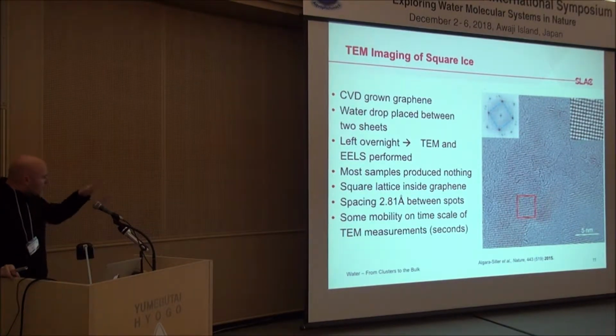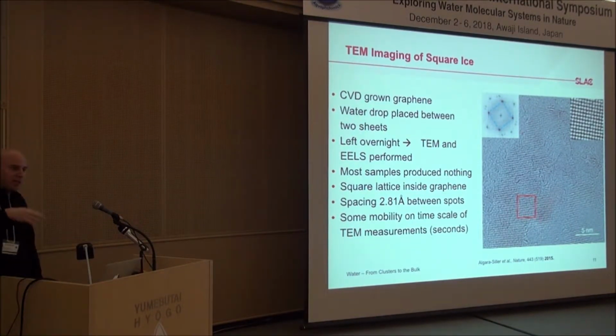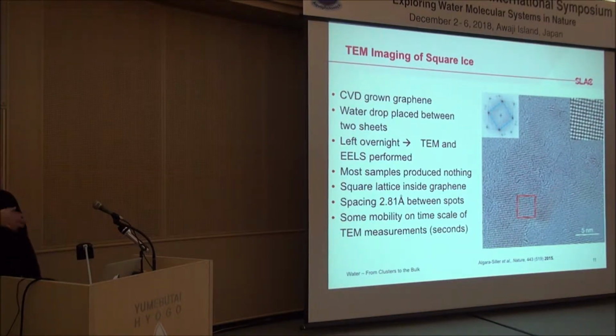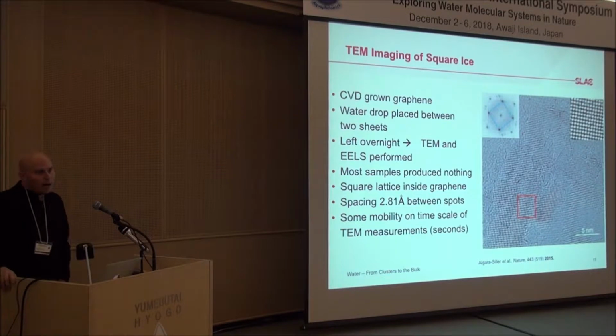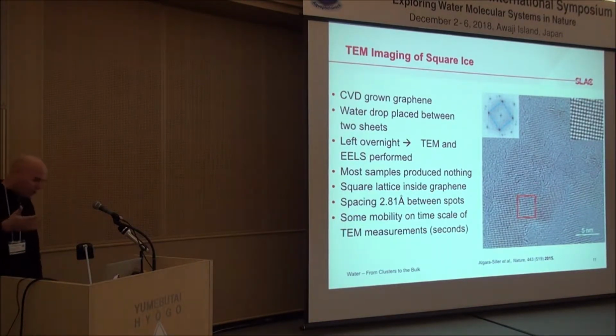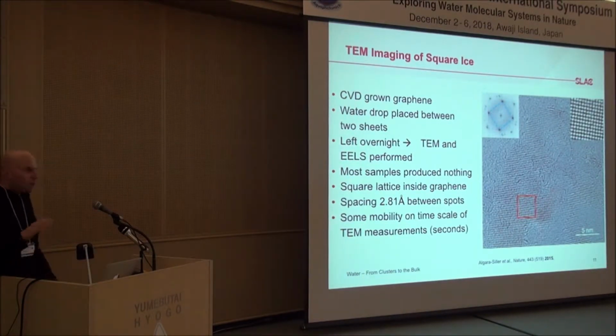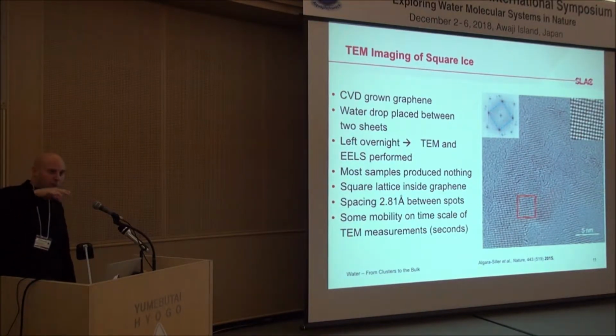Now, the other thing is that as they would make these measurements, and they were doing TEM, so it takes a couple of seconds to make a measurement. You make a measurement, you wait a couple of seconds, you repeat. They would see some things move around. So they have to explain this result. Also, I want to point out that the distance between those dots is 2.81 angstroms, which is roughly equivalent to what you would see in liquid water. So it's convincingly, or I think convincingly, water, but explaining this is challenging.